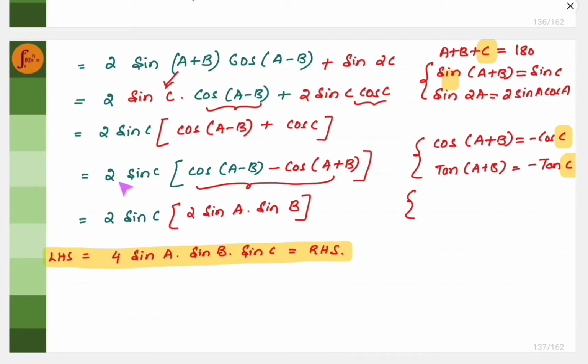So now you see, you have 2 sin C, 2 sin A and sin B. So it's nothing but 4 into sin A into sin B into sin C, which is nothing but equal to the right hand side. Hence we have proven this.